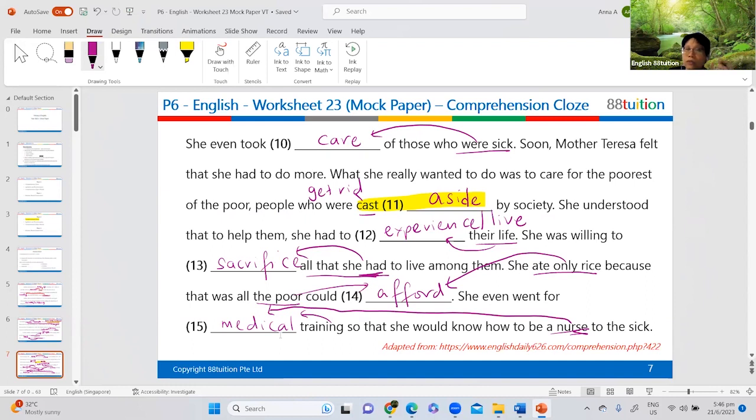You can be asked, for example, "honesty is the best dash." So honesty is the best policy. If you know that phrase, or you know the proverb, and if they have a dash there, you can answer it. Is it okay? Because that's very common for PSLE papers.